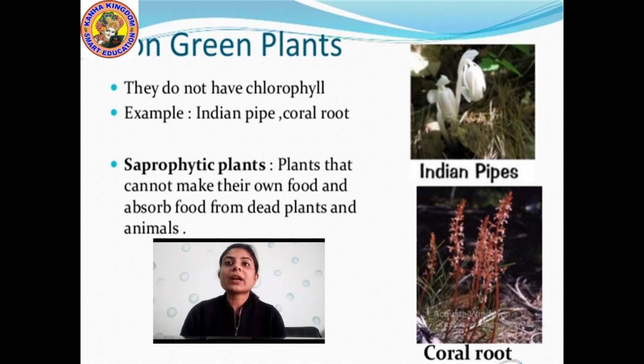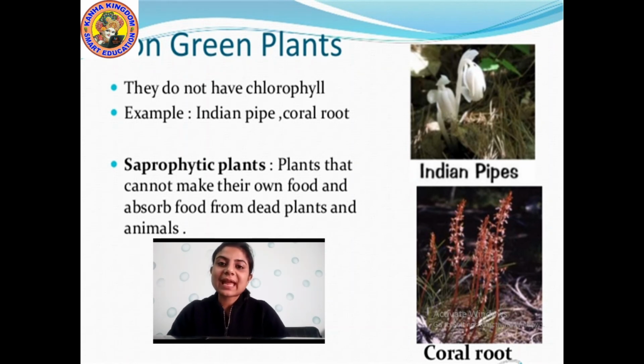Alright. For example, what are the examples of non-green plants? It is Indian pipe and coral root. It is written that plants that cannot make their own food and absorb nutrients from dead plants and animals are called saprophytic plants.